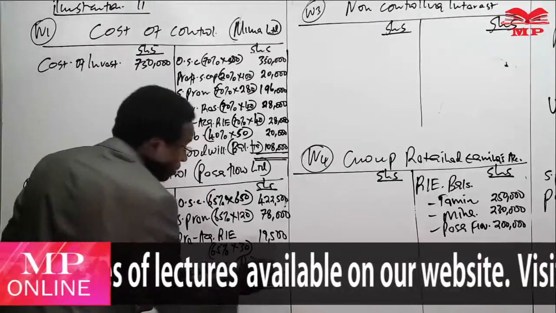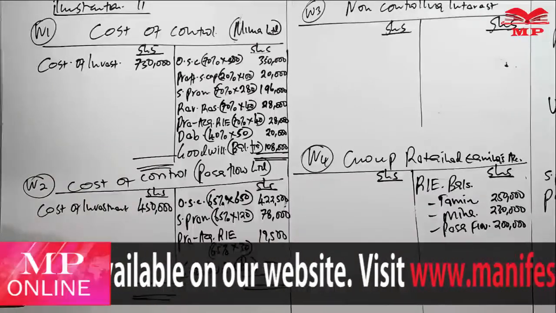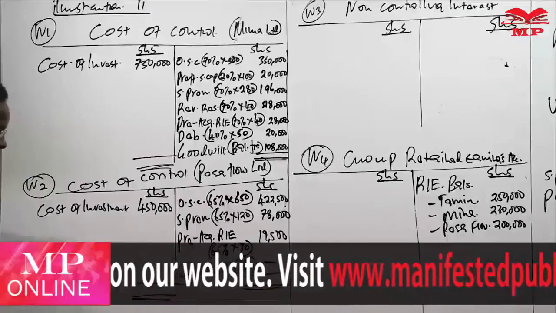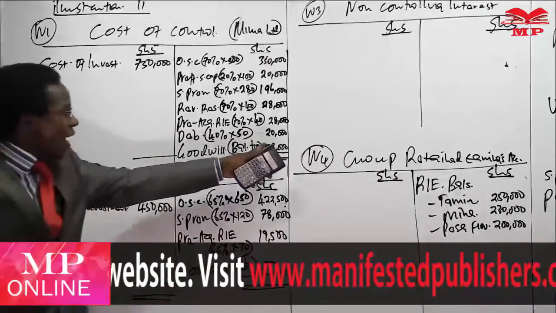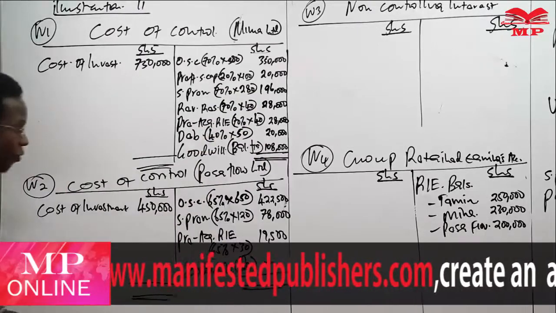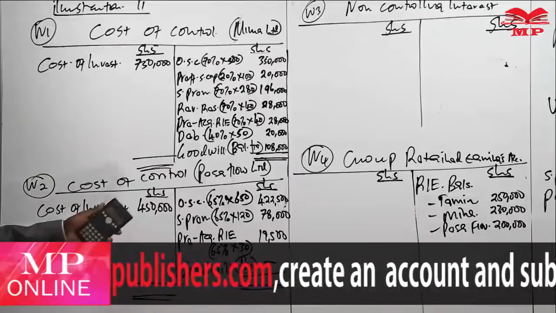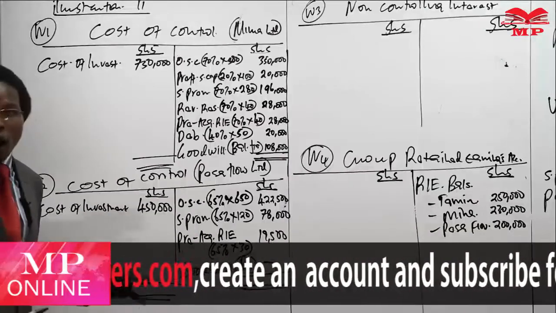Now friends, it means we don't have a positive goodwill. We have a negative goodwill. This is a very interesting example. We had a positive goodwill for Mima Limited, but for Pesaflow Limited it is a negative goodwill. That means it's a profit. It means that we paid 450 to acquire more.